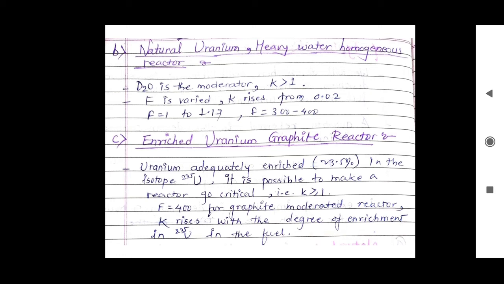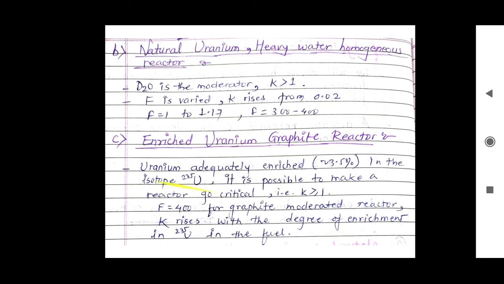F will be 400 for the graphite moderator reactor, and the K value or reproduction value rises with the degree of enrichment of the uranium-235 fuel. So enrichment means we have to adequately enrich the uranium-235, and nearly 3.5% enrichment can be done in the isotope uranium-235, and the reactor may undergo the critical condition with K greater than or equal to 1. The F value will also increase and it is equal to 400 when we use graphite as a moderator.